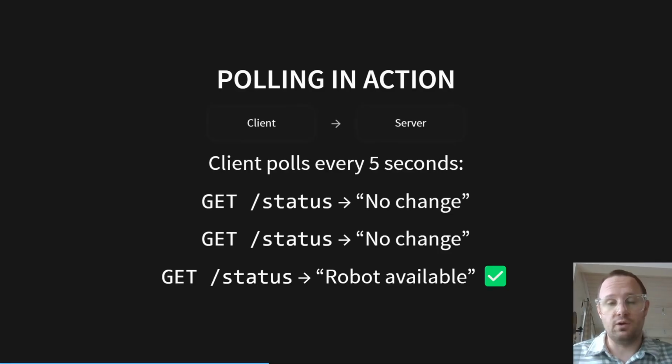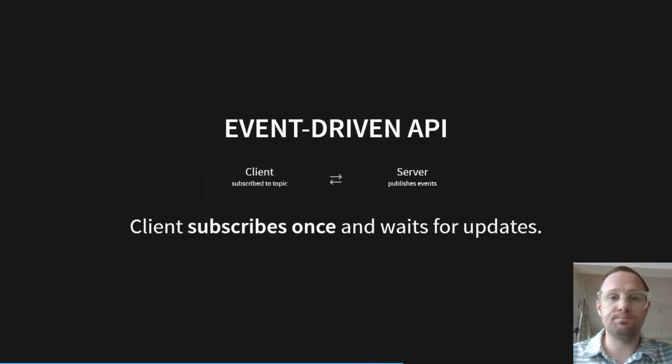So this also means that if we're polling the server at, say, 5-second intervals, we're going to have a delay. If that change happens at 5.1 seconds, we're going to have 4.9 seconds delay. And this is not very good in real-time scenarios.